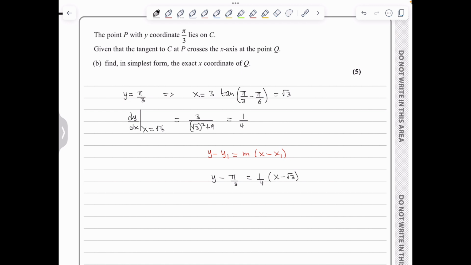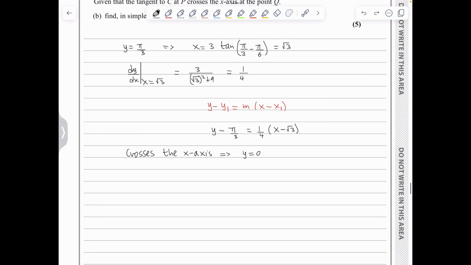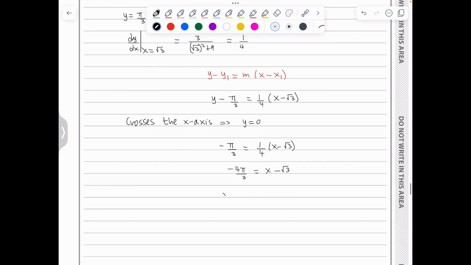And if we are crossing the x-axis, this simply means that y is 0. So I will substitute y is 0 to get minus pi over 3 is equal to a quarter brackets (x minus root 3). I will cross multiply to get minus 4 pi over 3 is equal to x minus root 3, and therefore we conclude that root 3 minus 4 pi over 3 is the x coordinate of this point which we are trying to find, the point Q, which is the point at which the tangent crosses the x-axis.